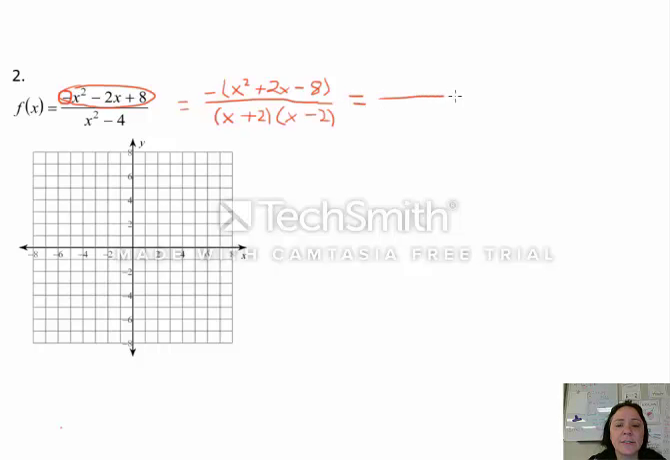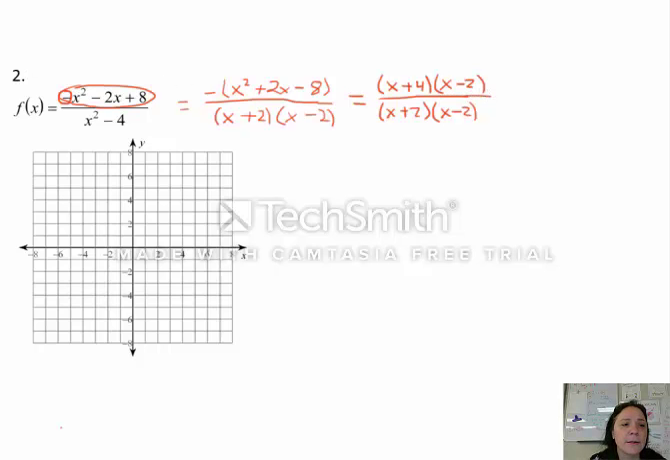All right, I still need to finish factoring my numerator. So I'm going to need two numbers that add to +2 and multiply to -8. Well, I can do +4 and -2. Plus 4 minus 2 will give me a +2, and they multiply to -8.